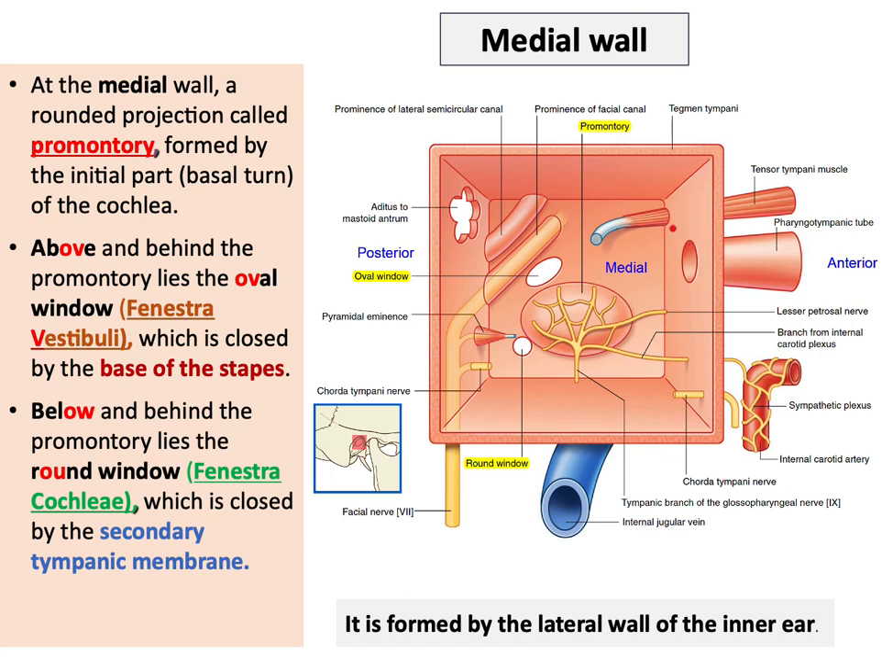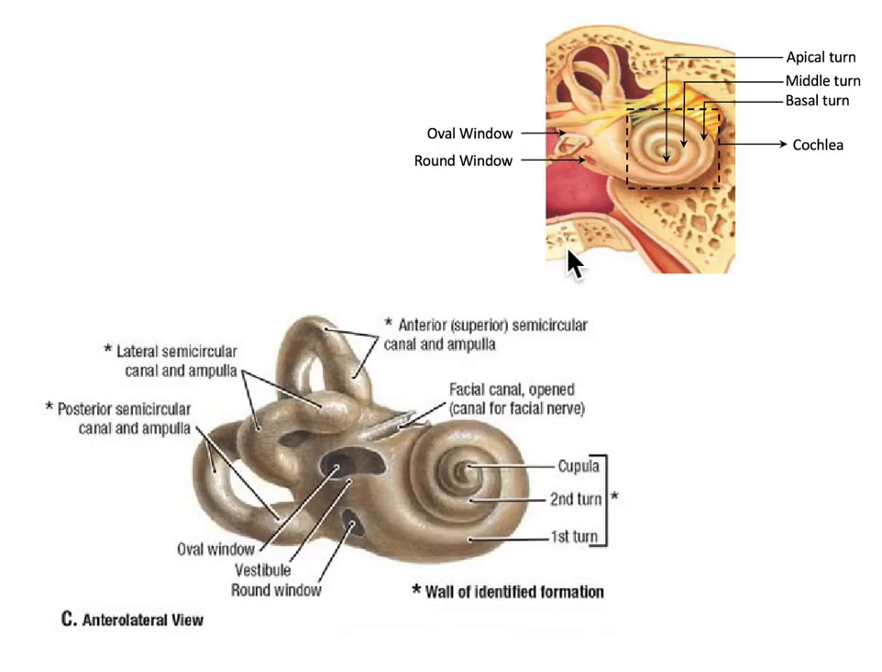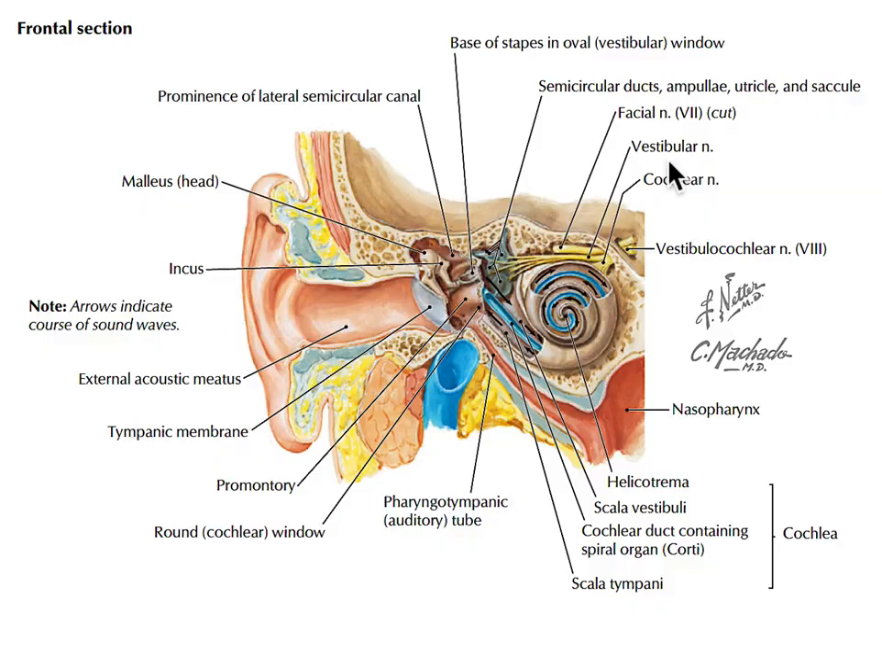Okay, now lastly, the medial wall of the middle ear. Again, let me remind you, this is the middle ear with the roof, floor, anterior and posterior, and the lateral wall. Still, we have this medial wall. Now, look at the medial wall. Look at this bony structure here. There is a bulge here.